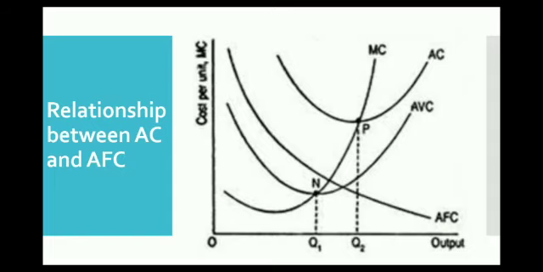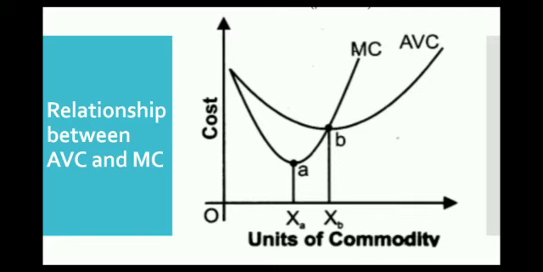Next, relationship between AVC and MC, that is average variable cost and marginal cost. You see here in this diagram, both AVC and MC curves are U-shaped, reflecting the law of variable proportions. The minimum point of the AVC curve will always occur to the right of the minimum point of the MC curve. When AVC is falling, MC is below AVC. When AVC is rising, MC is above AVC. When AVC is neither falling nor rising, MC is equal to AVC. There is a range over which AVC is falling when MC is rising.